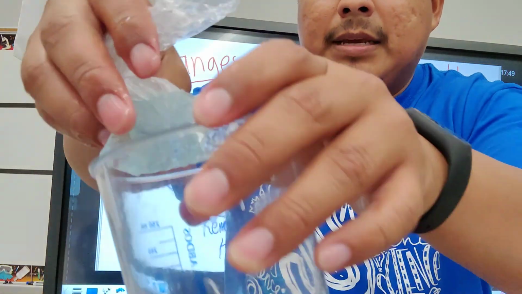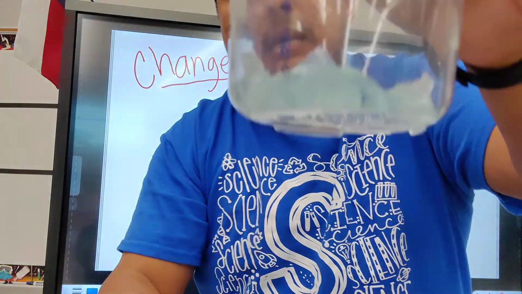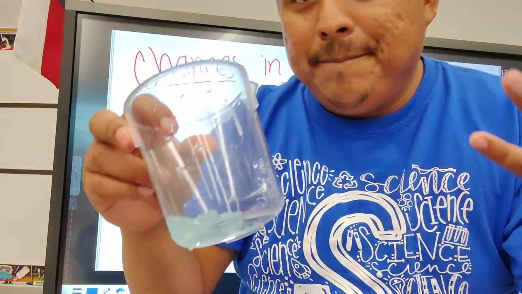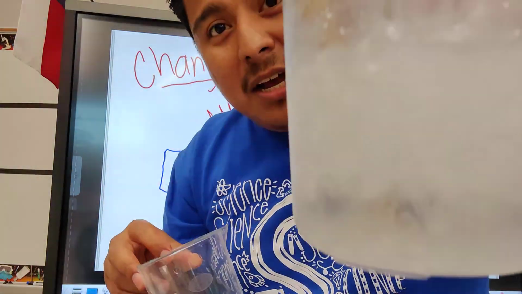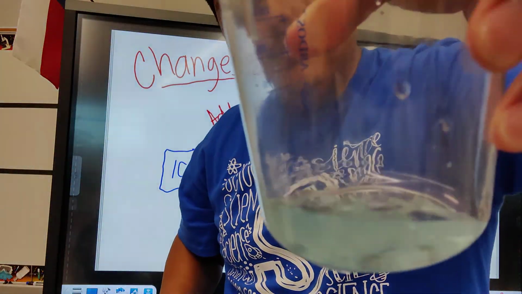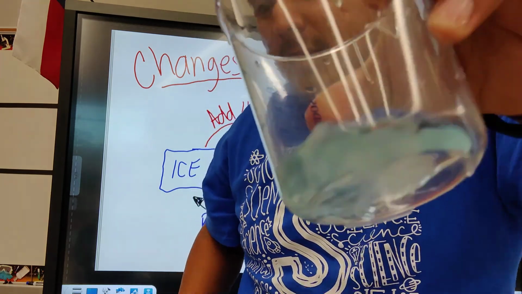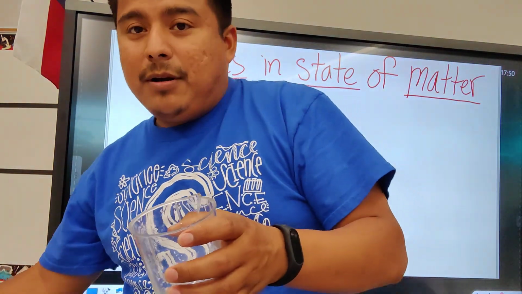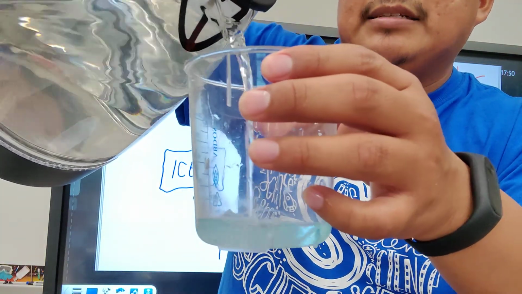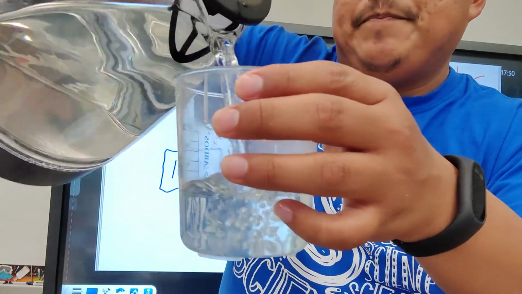So I'm gonna put it into another container. As you can see, as soon as I took it out, because the air is much hotter than the water in here, okay? It's already melting. So I'm gonna add a little bit of warm water to completely melt the ice off, okay?